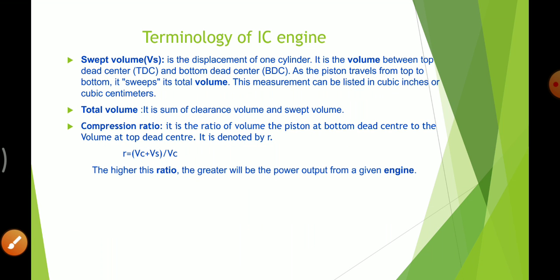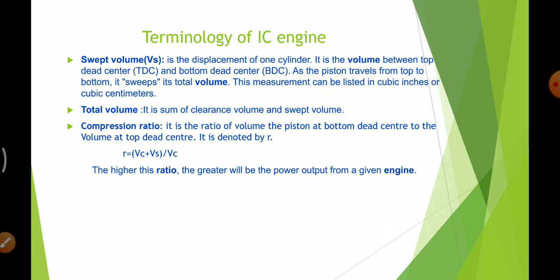The next one, compression ratio. This is a very important aspect in each and every vehicle. How can we define it? It is the ratio of the volume at bottom dead center to the volume at top dead center. It is denoted by small r, and mathematically we can write r equals Vc plus Vs divided by Vc. It means r equals clearance volume plus swept volume, whole divided by clearance volume. The higher this ratio, the greater the power output from the given engine. If the compression ratio is very high, we can get more power from the engine.